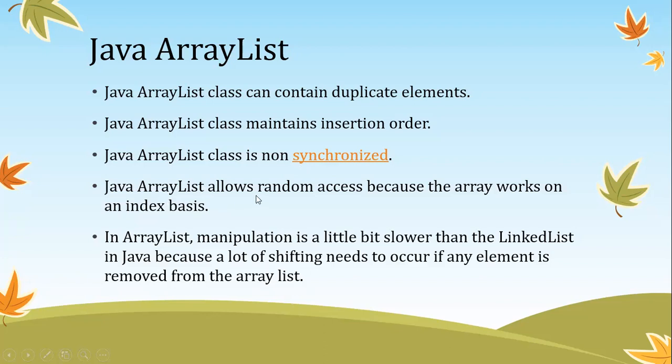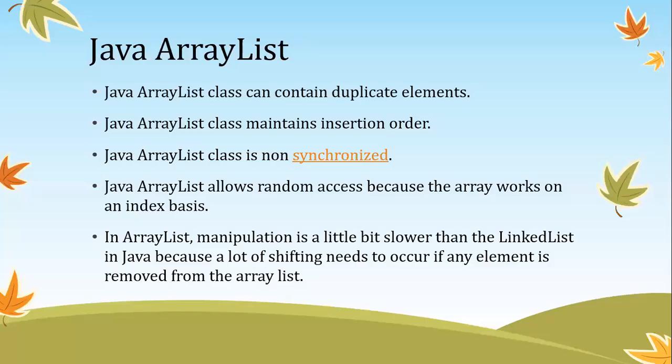Java ArrayList allows random access because the array works on an index basis. ArrayList maintains insertion order and it allows random access. In ArrayList, manipulation is a little bit slower than LinkedList in Java because a lot of shifting needs to occur if any element is removed from the array list.